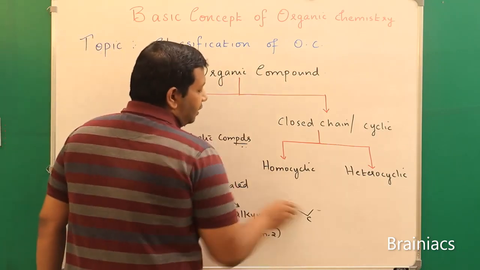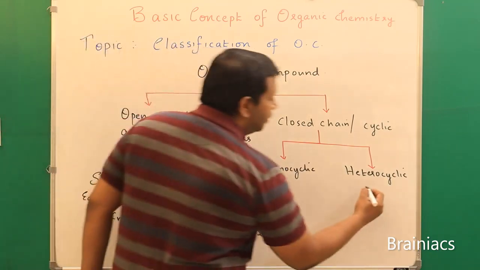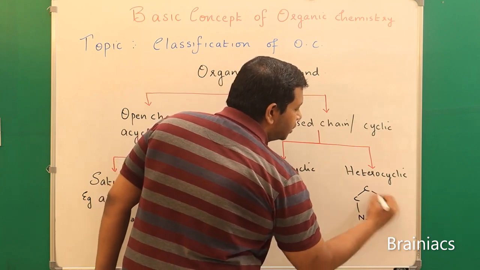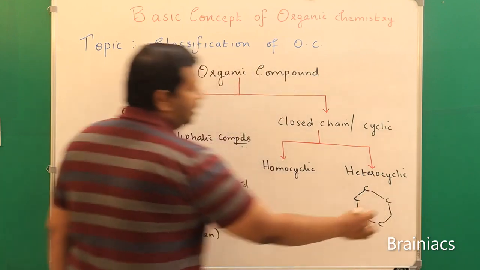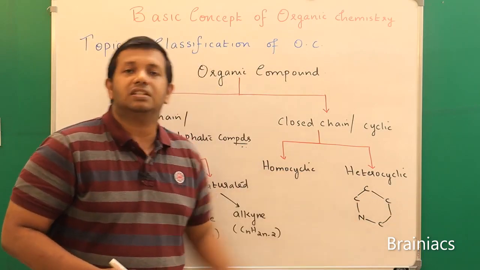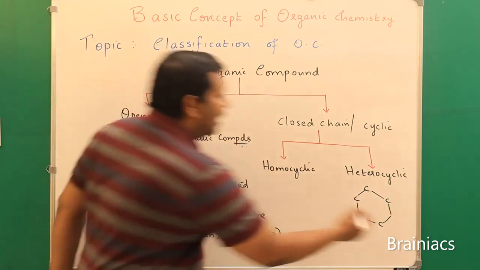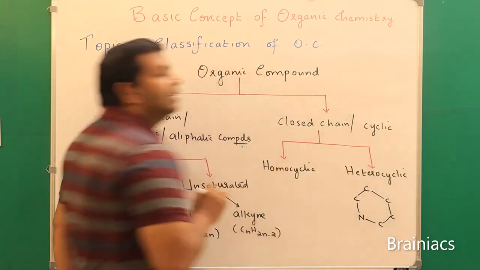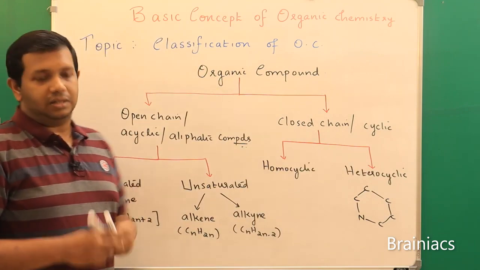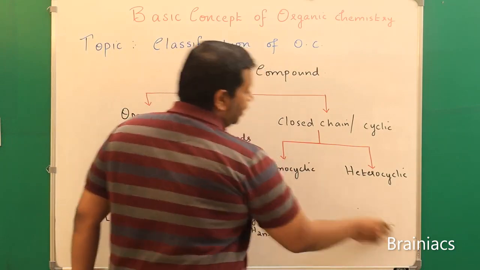Now let's try to understand what heterocyclic is. Heterocyclic means very simple. Suppose in the ring structure, there is another element coming into the picture. For example, you could see here in the ring structure, everywhere carbon, but here nitrogen is there. That means more than one element is present in the ring structure. In that case, we use the term heterocyclic. So I hope you understood the difference between homocyclic and heterocyclic.